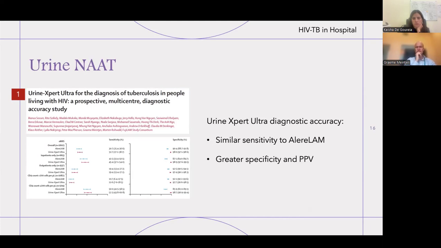We were involved in a multi-center study across 7 countries where we were able to assess urine Xpert Ultra accuracy and diagnostic yield. Overall, at least in this cohort, it appeared to have a similar sensitivity to LAM, but a much higher specificity and positive predictive value. So we can be much more confident in a positive result truly being TB. And it mapped similarly to Alere-LAM in that it had a higher sensitivity in inpatients versus outpatients, and a higher sensitivity in those with lower CD4 counts compared to higher CD4 counts.